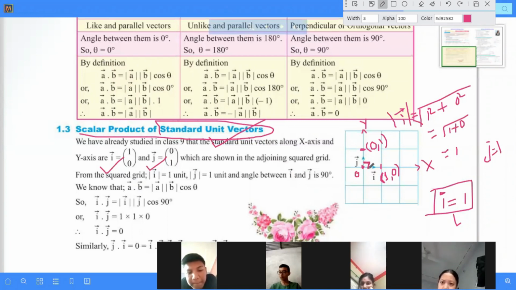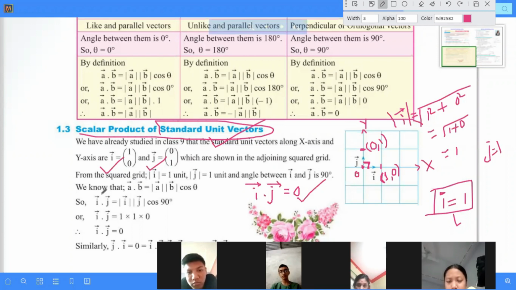And I already told you, whenever there is a 90 degree angle between two vectors, their dot product is 0. So here, look, I and J are two vectors, right? And the angle between them is 90 degrees. So their dot product, I vector dot J vector, must be 0. Please find it out. Because the angle between I and J is 90 degrees, the dot product of them results in 0.